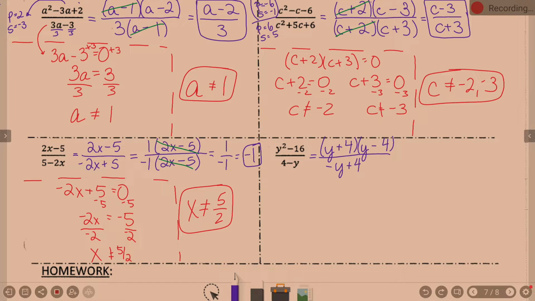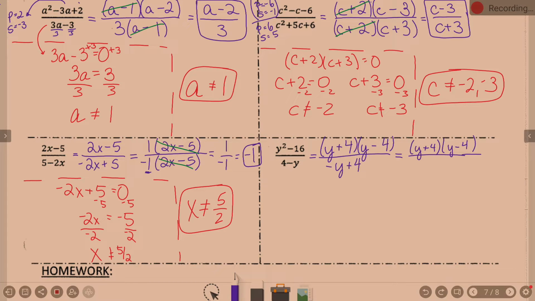Now, this doesn't exactly match either parenthesis. But do you remember what happened on the previous problem when we had a negative out front? We did a GCF of negative 1. So I'm going to suggest you do the same thing here. So just carry over your numerator again. Y plus 4 and y minus 4. We'll deal with that in a moment.